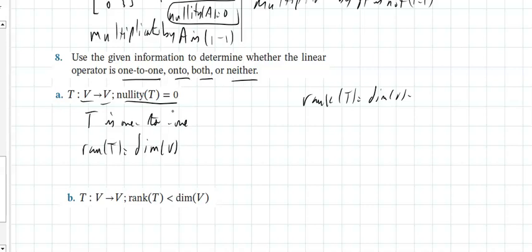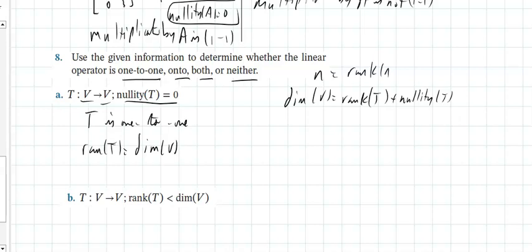Dimension of V will equal the rank of T plus the nullity of T. Okay, so it was n equals, remember, the rank of A plus the nullity of A. Well, what's taking the place of n? n was the number of linearly independent vectors. Well, here, if the nullity is 0, then we know those are equal. That implies it is onto.